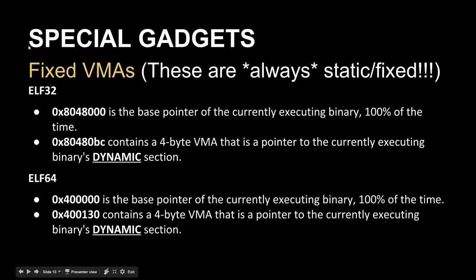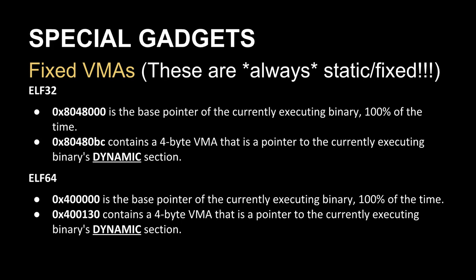So now for the special gadgets. For the first category, we're going to cover some Unix fixed VMAs. These are always static and fixed. For ELF32 binaries, the address of 0x08048000 will always contain a pointer to the base pointer of the currently executing binary, 100% of the time, even with ASLR on and full RELRO.